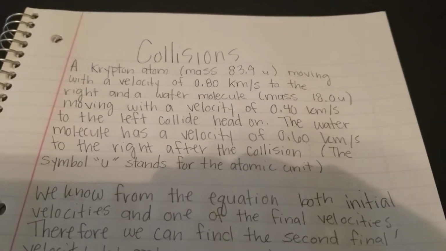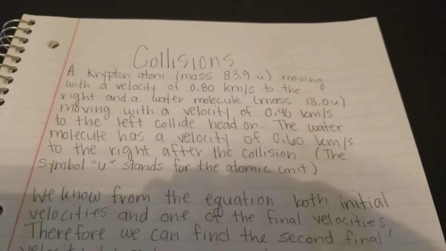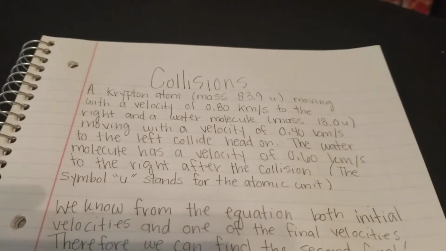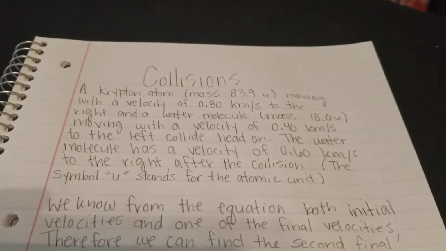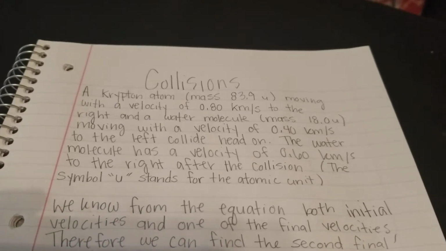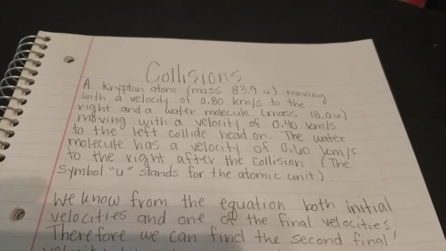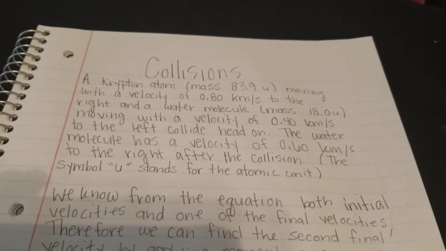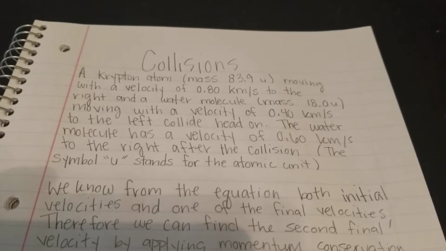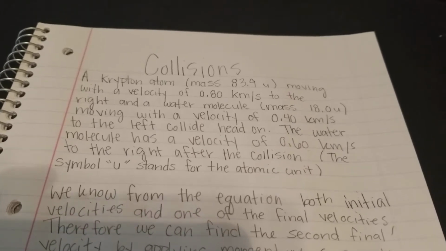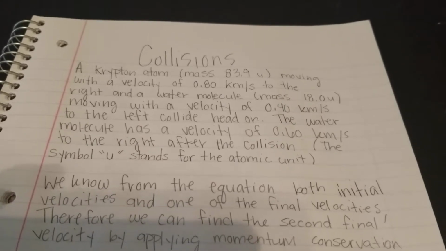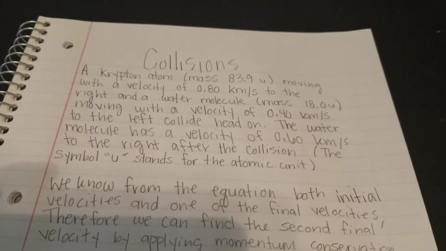So for this reassessment, we're going to be looking at collisions. We have a problem which states a krypton atom with a mass of 83.9 moving with a velocity of 0.80 kilometers per second to the right, and a water molecule with a mass of 18.0 moving with a velocity of 0.40 kilometers per second to the left collide head-on. The water molecule has a velocity of 0.60 kilometers per second to the right after the collision.